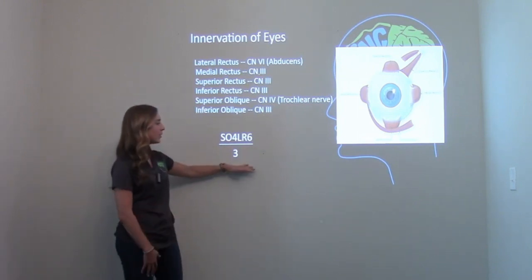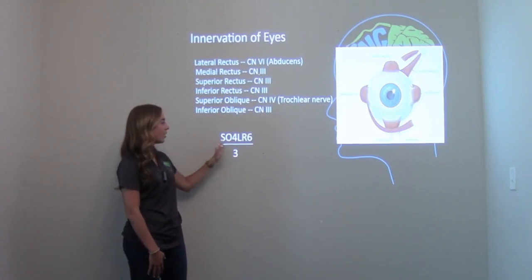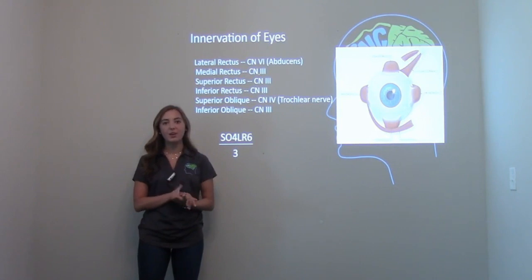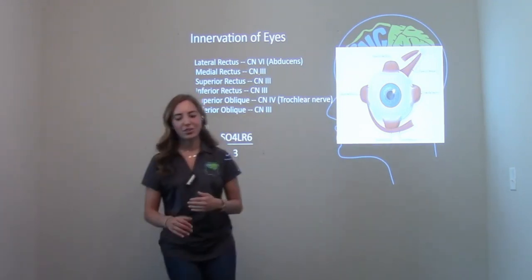So an easy way to remember this is the rule that we learned in school: SO4, LR6, all over 3, which means superior oblique, cranial nerve 4, lateral rectus, cranial nerve 6, and all of the rest of them are cranial nerve 3.